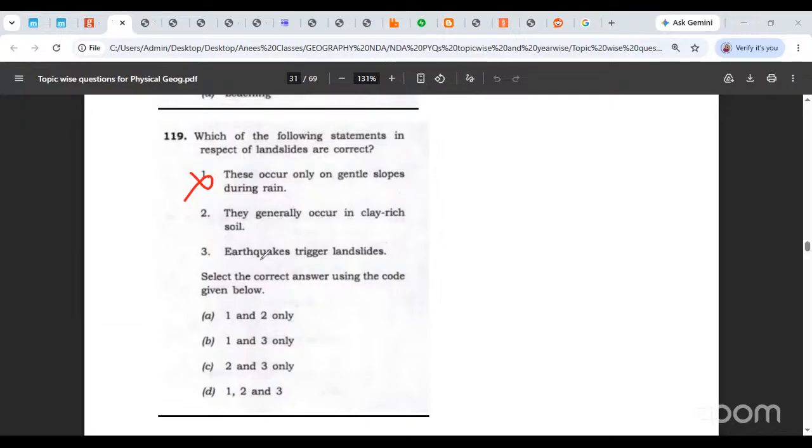Anyways, anybody else, do you have an opinion? क्ले रिच सॉइल्स में होगा या नहीं होगा? हाँ जी. Yes, होगा. क्यों? Absolutely, water hold करता है clay, and that is why it will become fluid. वो flow करेगा सब कुछ नीचे. So this statement is absolutely correct. Okay, they generally occur in clay rich soils.